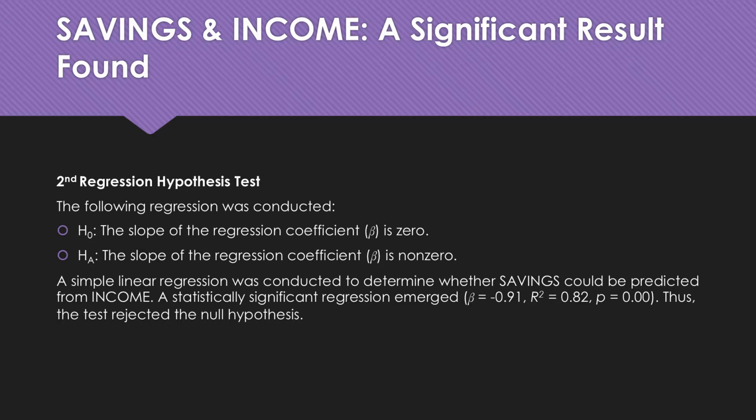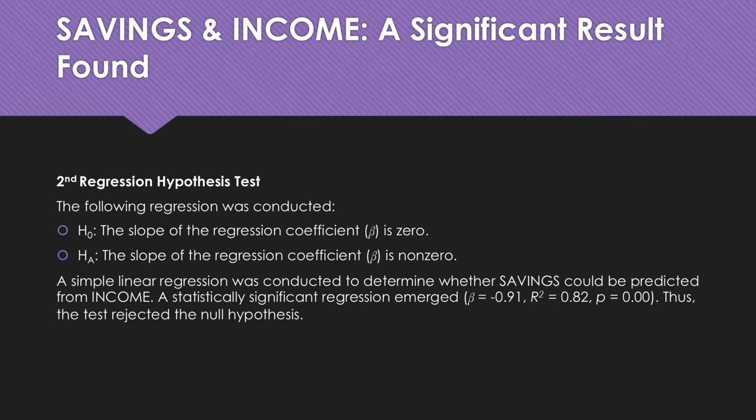Our next data set was found to be a significant result. Again, the regression was conducted, and the null hypothesis states that the slope of the regression coefficient is 0, while the alternate hypothesis states that the slope of the regression coefficient is non-zero.